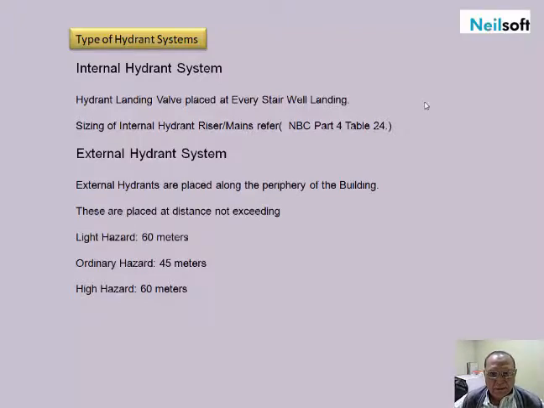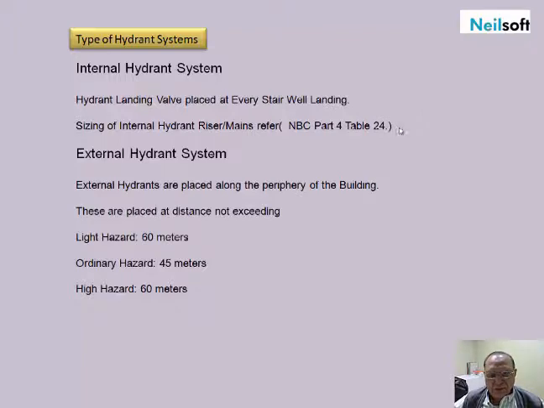Internal hydrant systems are generally provided near the stairwell, and those are provided with the hydrant landing valve, and its outlet is a quick coupler. The sizing of internal hydrant and the riser are explained in NBC Part 4, Table 24 also. Further, we will have a discussion on this in this part.